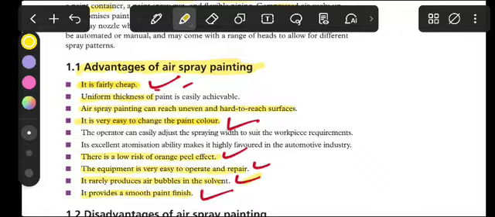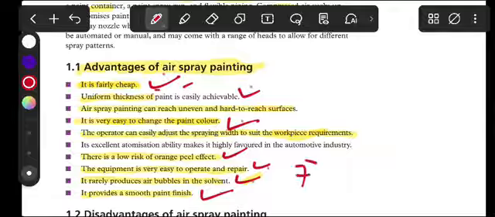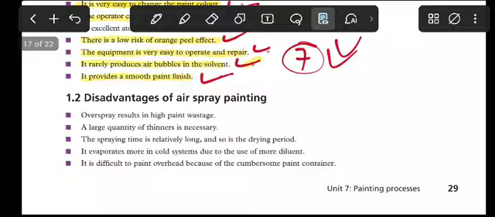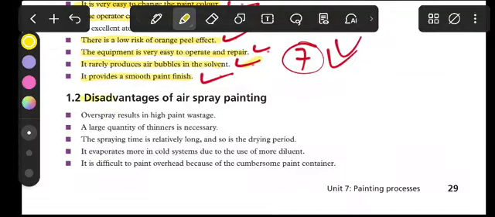The operator can easily adjust the spray width to suit the workpiece environment. So guys, I think these seven ones, 2, 3, 4, 5, 6, 7, are good for you. You can remember those. The disadvantages are always there, and they love this one also.